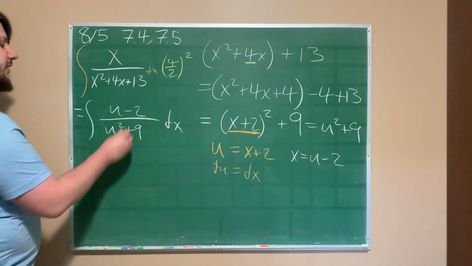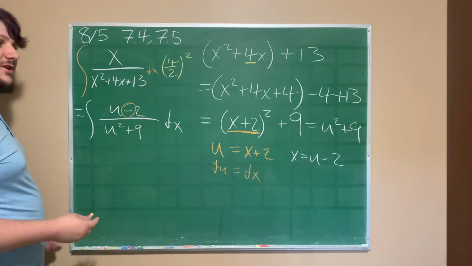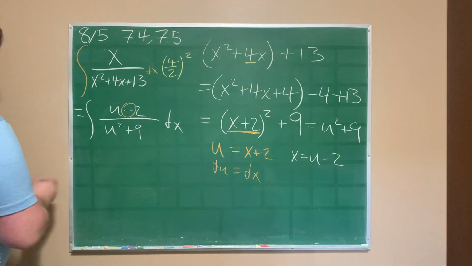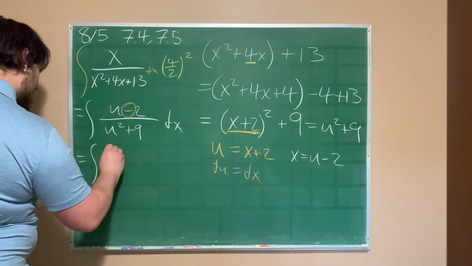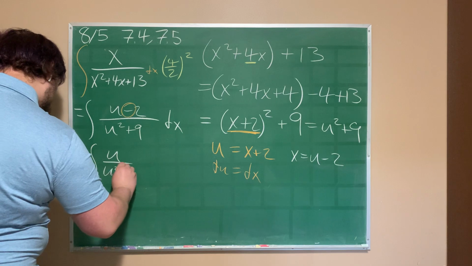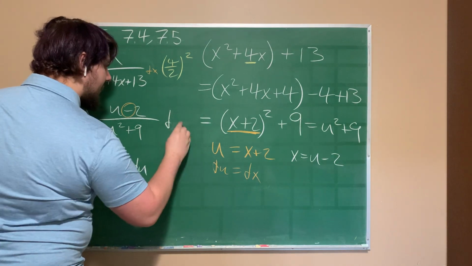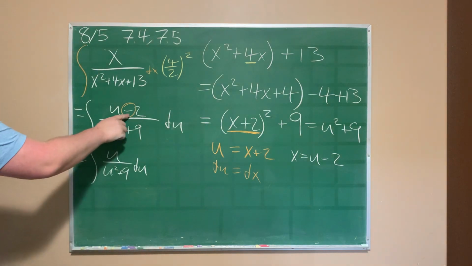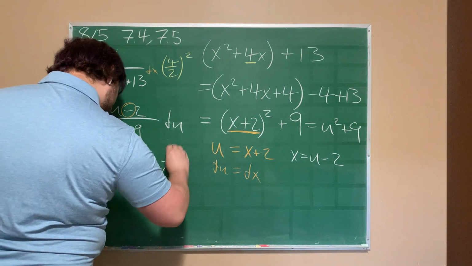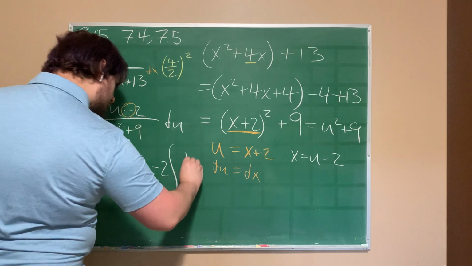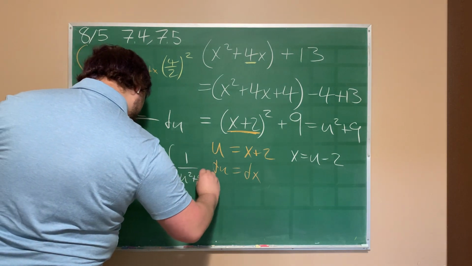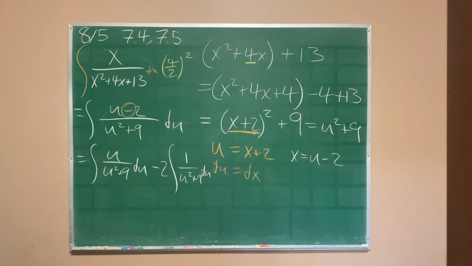And now, just like in our previous examples, when we have a denominator that we like, all we have to do is split up our numerator over addition or subtraction. So this is going to become the integral of u over u squared plus 9 du, oops, sorry, that should have been a du as well, minus 2 times the integral of 1 over u squared plus 9 du.